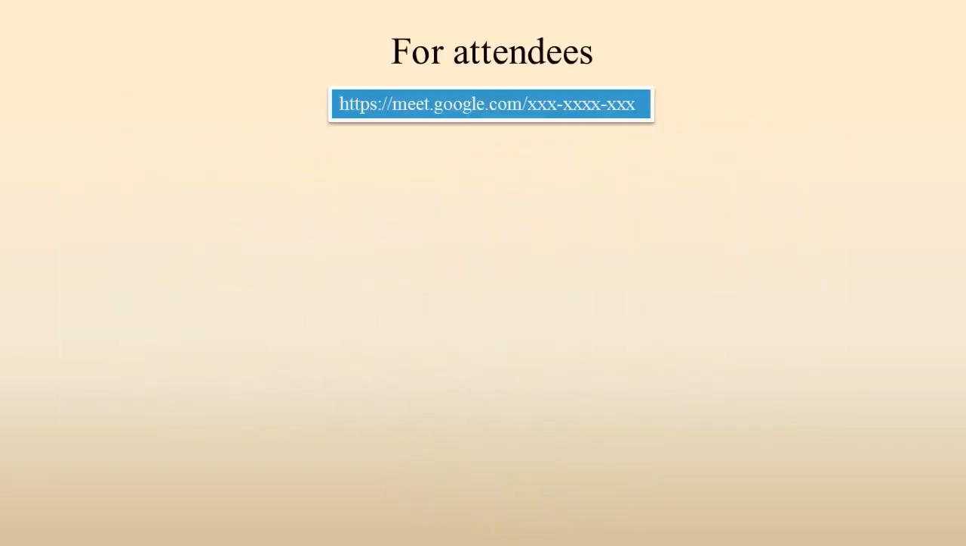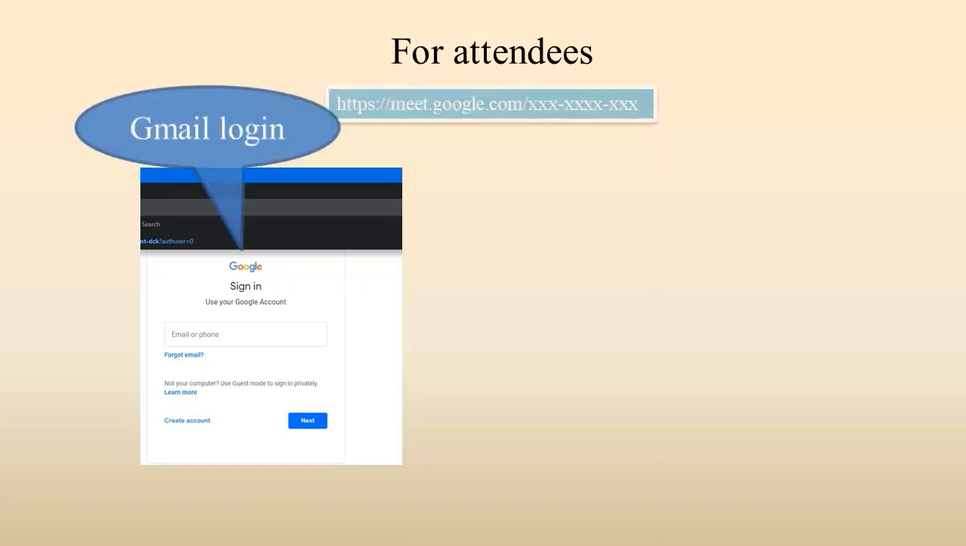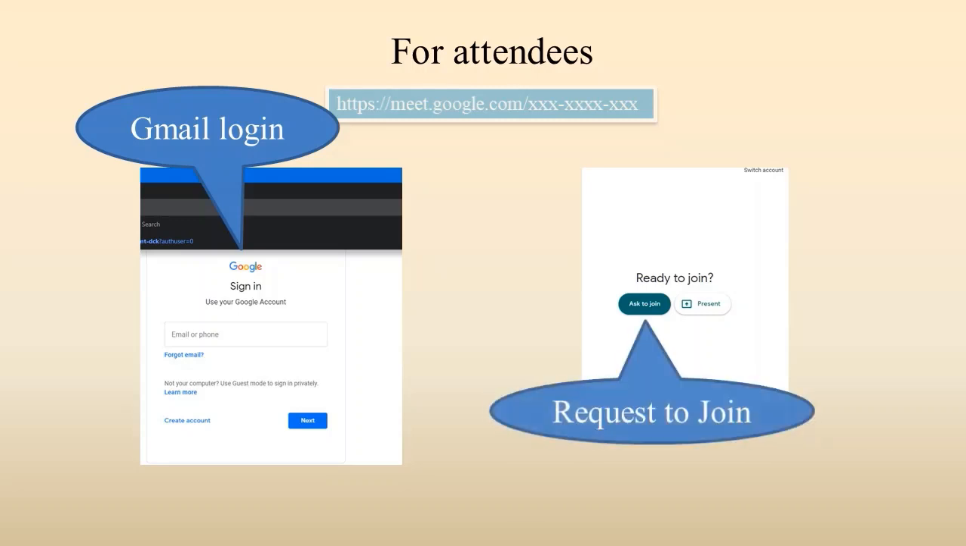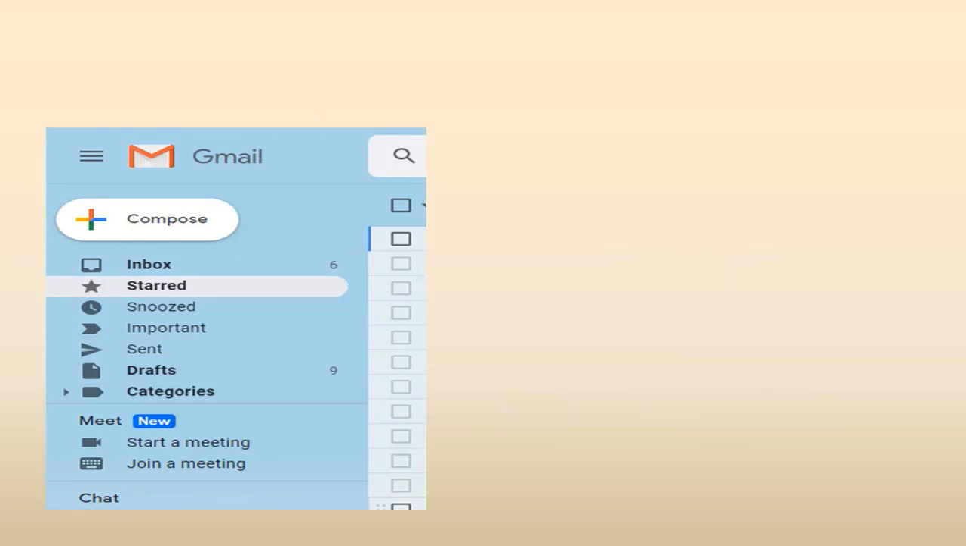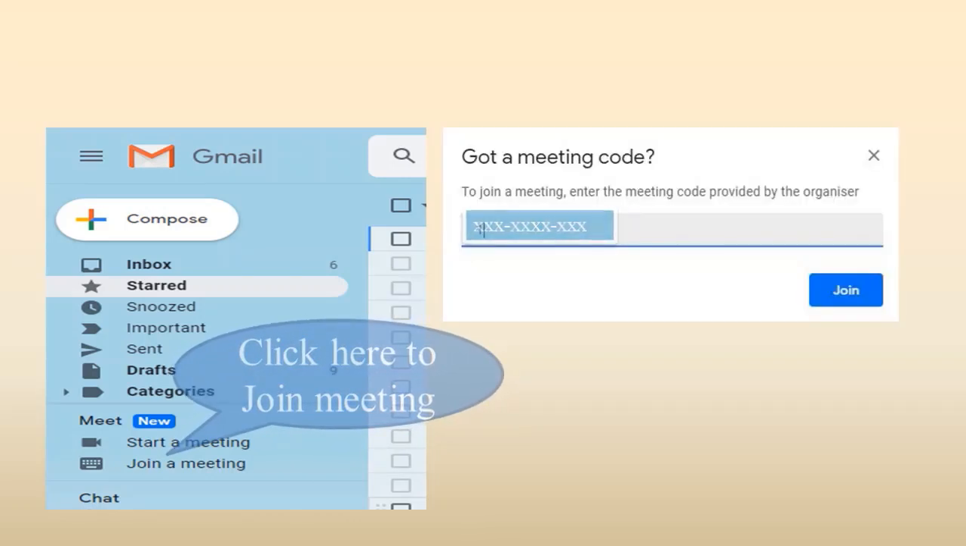You can share the meeting URL or unique meeting code with the attendees. Attendees can join via two methods. First method, from the browser. If attendees click on the URL without Gmail login, they will see the screen as shown. After logging in, attendees need to click on ask to join. The second option is from the Gmail window with the unique meeting code. Attendees need to click on join a meeting as shown, enter the shared code and click on join.